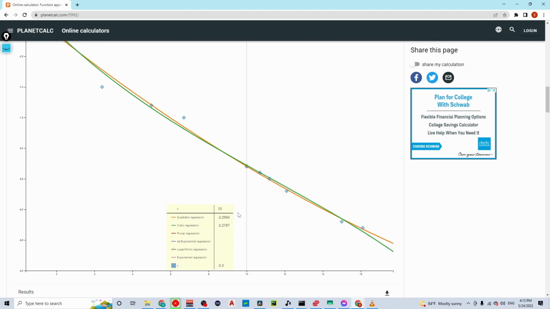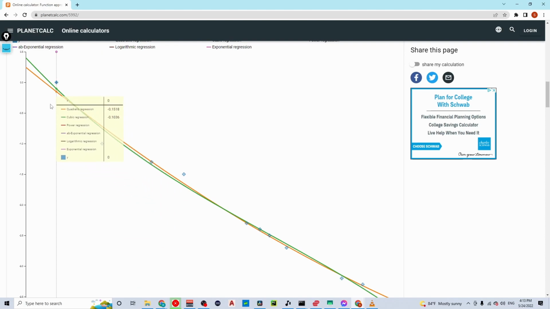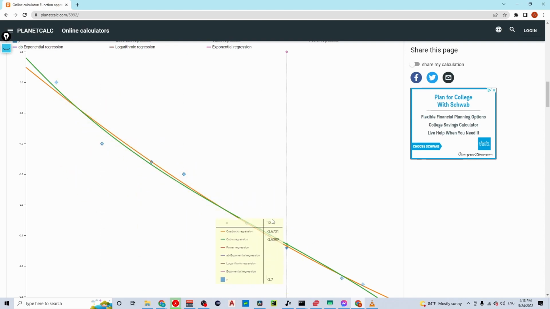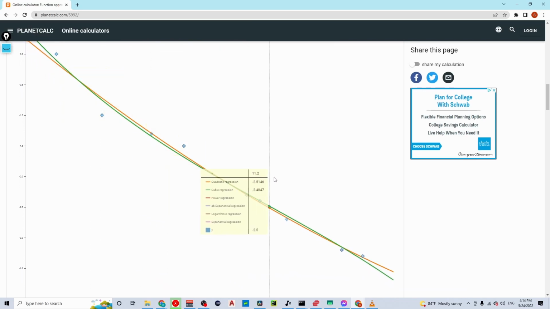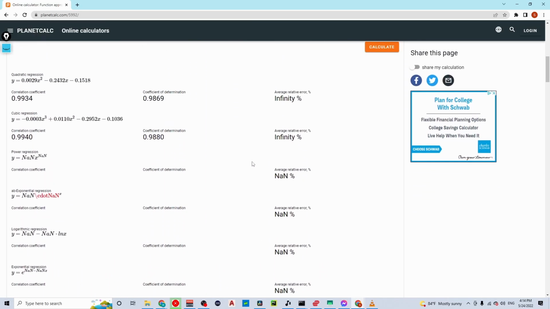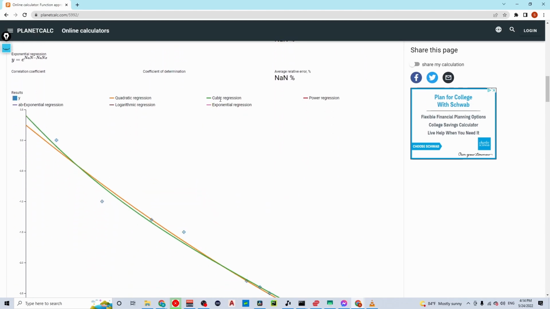Another orange and a green. You can pick the one you like. I kind of like, well, let's see. I like the green, I guess. The green kind of maybe fits a little better with all the points. So we'll pick the green one. And the green one is the cubic regression, and we'll take away this quadratic.